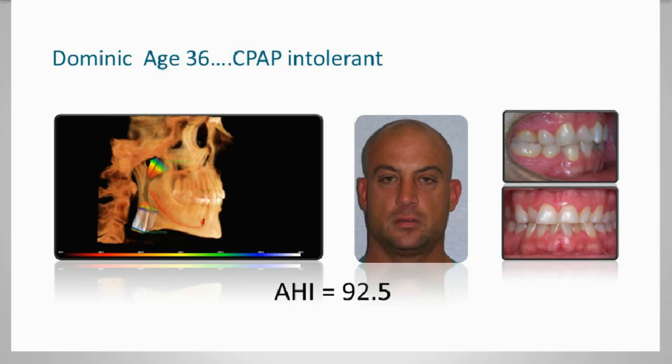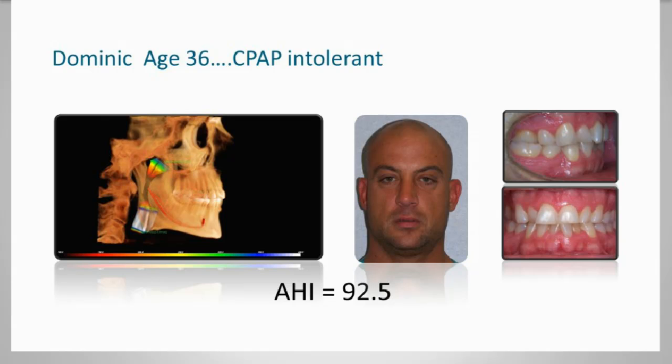A normal AHI is considered between 0 and 5. Mild sleep apnea is considered between 5 and 15. Moderate sleep apnea is considered between 15 and 30, and an AHI above 30 is considered severe. So Dominic at age 36 has an AHI of 92, and normal is 5. So basically what this says is that Dominic stops breathing 90 times per hour in his sleep. So the guy's basically dying in his sleep. He's a pretty severe case.